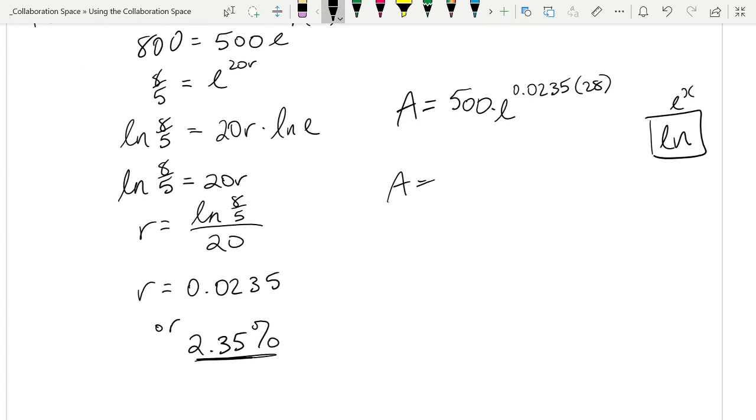I'm going to take 0.0235, times it by 28, take e to that power, and then times it by 500. And that gives me, yeah, that's the answer I got last time. 965 mice.